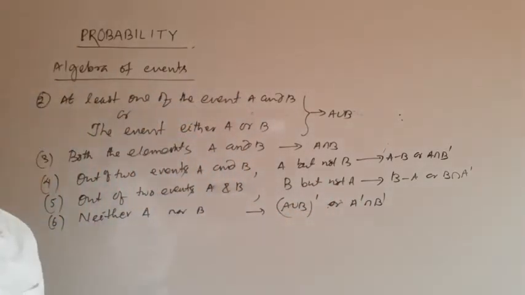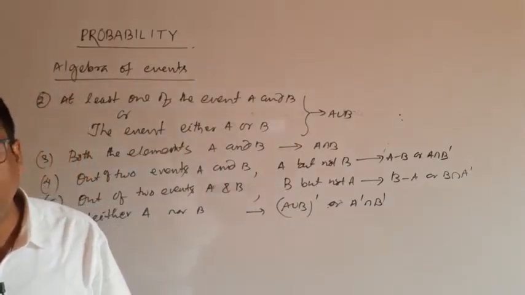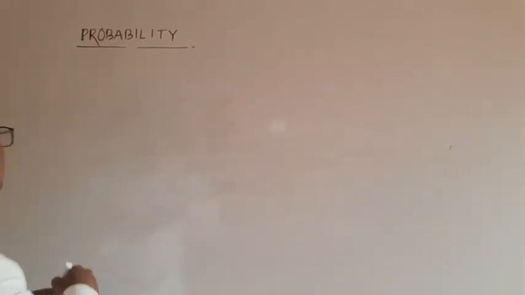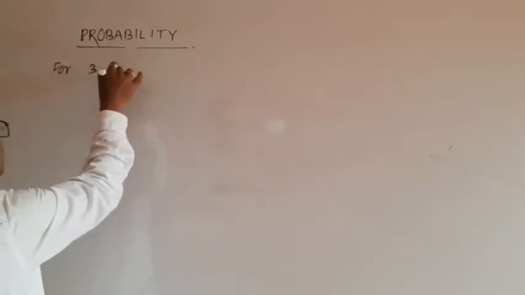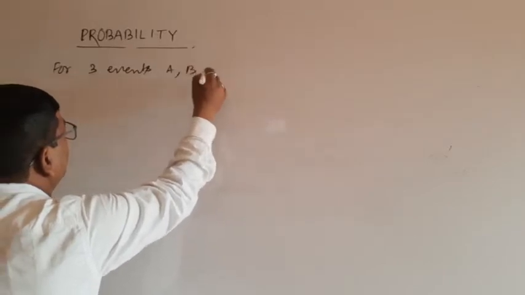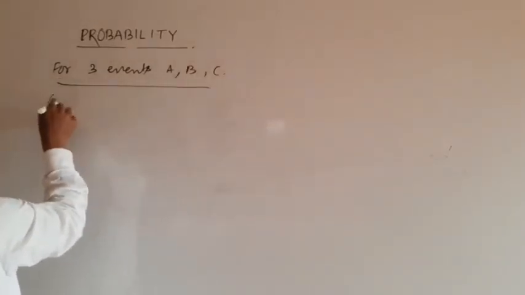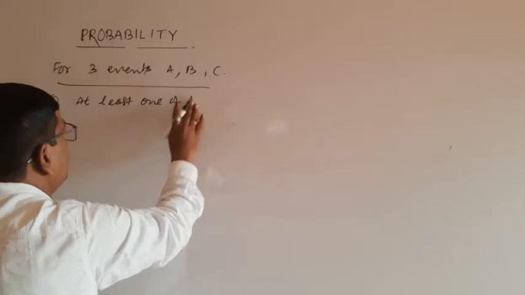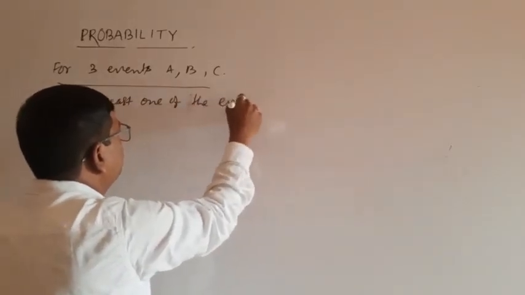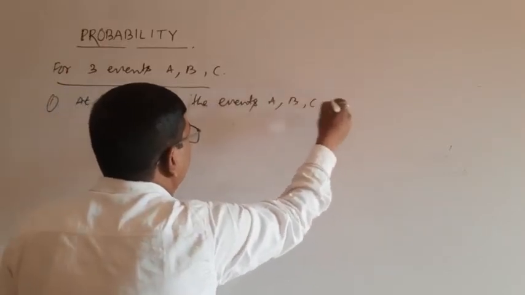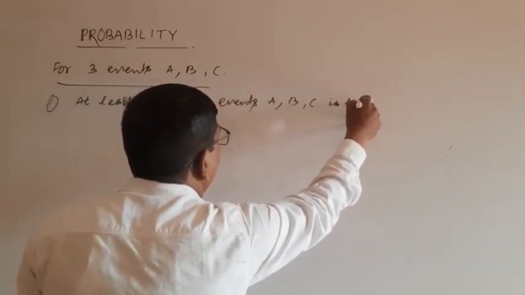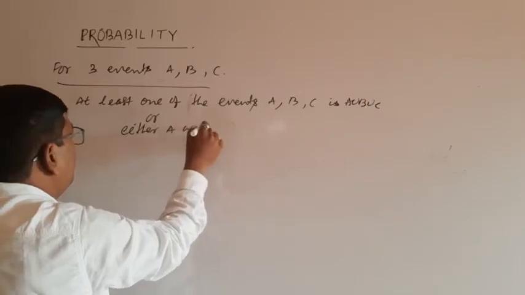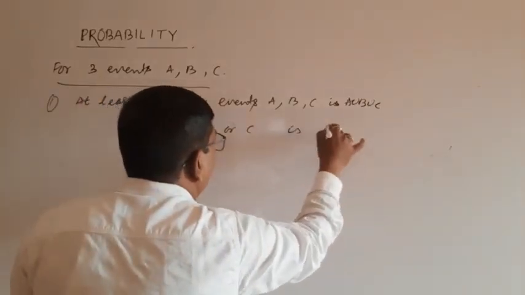Okay, these are about two events. Now for three events A, B, C, at least one of the events A, B, C is denoted by A union B union C. Either A or B or C is also the same, A union B union C.